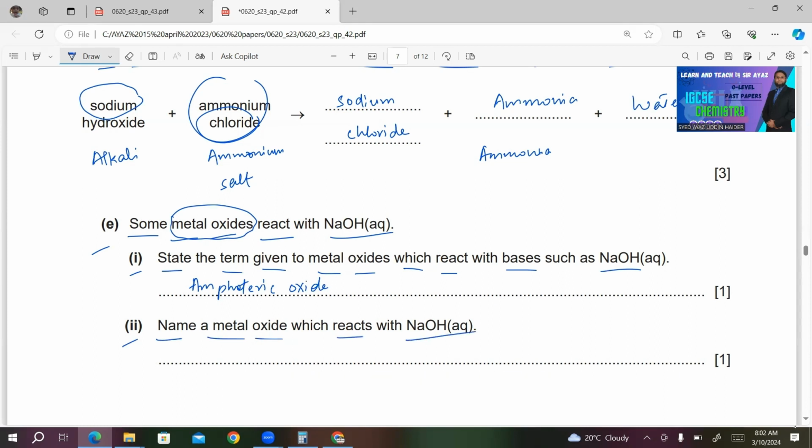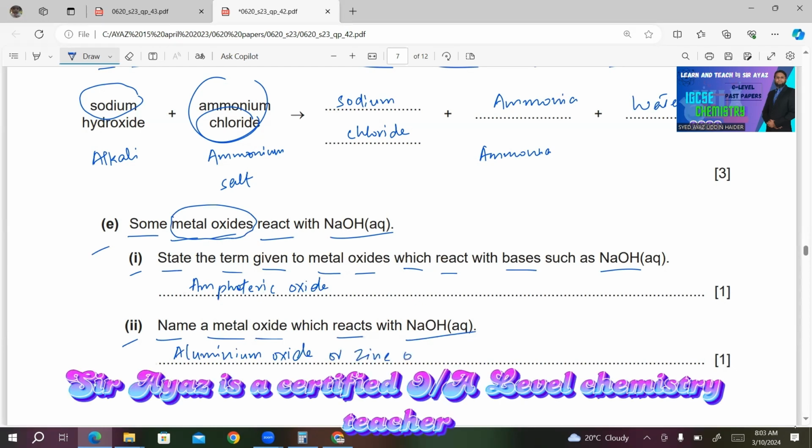Number 2, name a metal oxide which reacts with NaOH aqueous. You have two oxides in your syllabus which act as amphoteric oxide. This is aluminum oxide or zinc oxide.